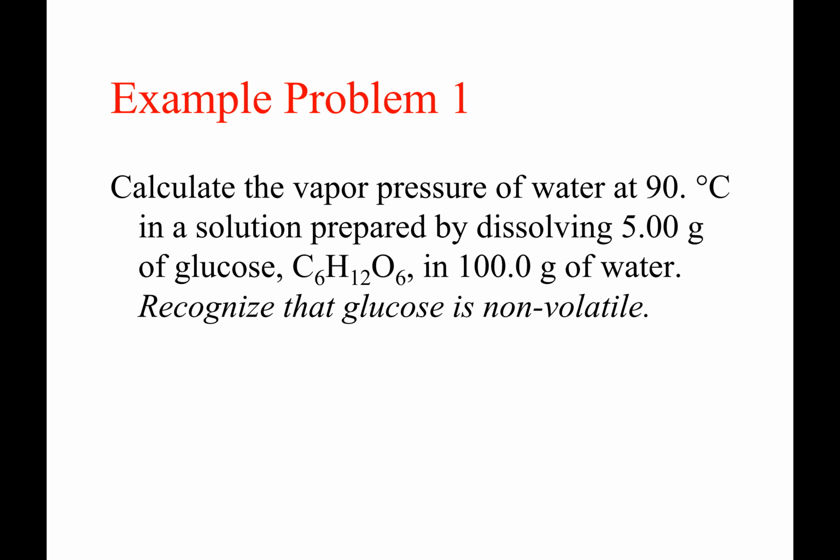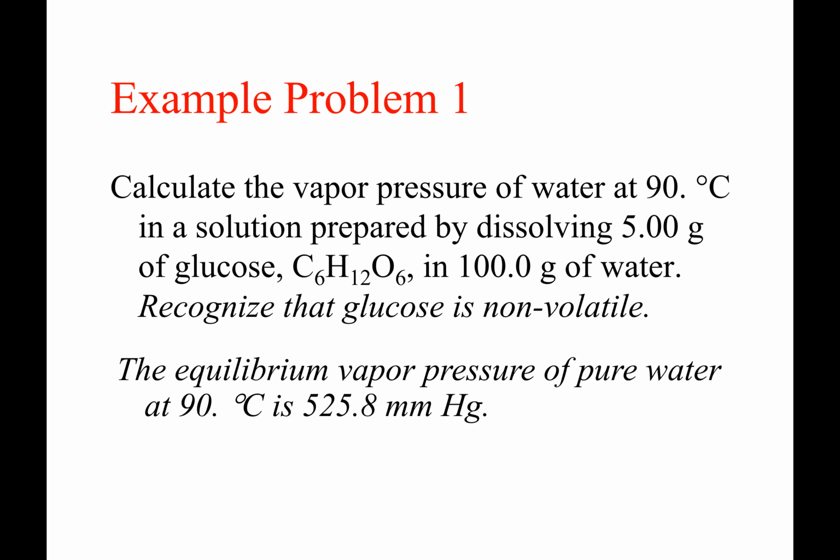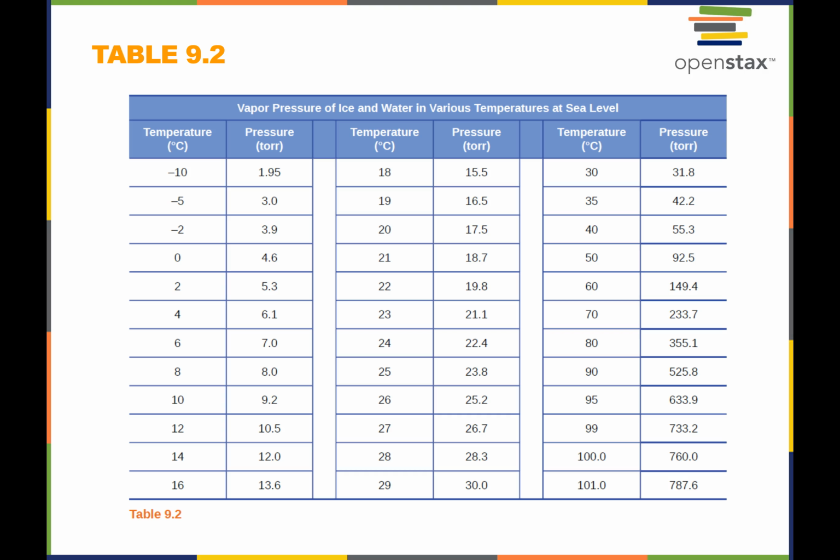So I have a couple of tables here, but in these 2 tables you're going to find that in its pure state the equilibrium vapor pressure of water at 90 degrees Celsius is 525.8 millimeters of mercury. So here are the 2 tables, let's see if we can find 90. I see it. 90 here.